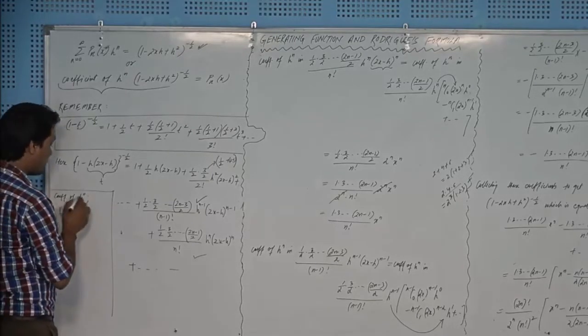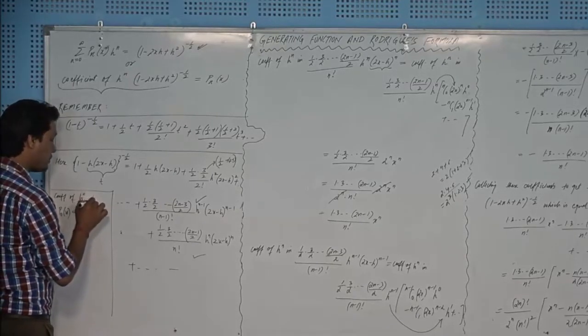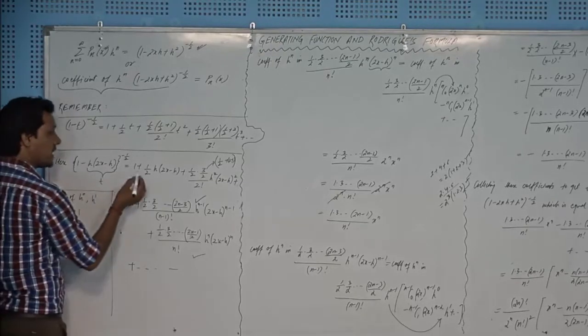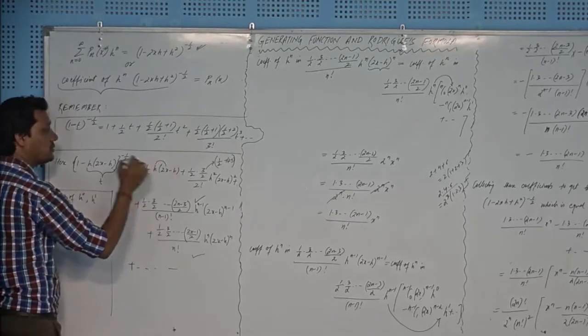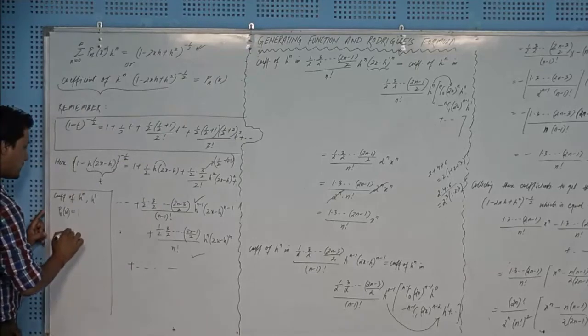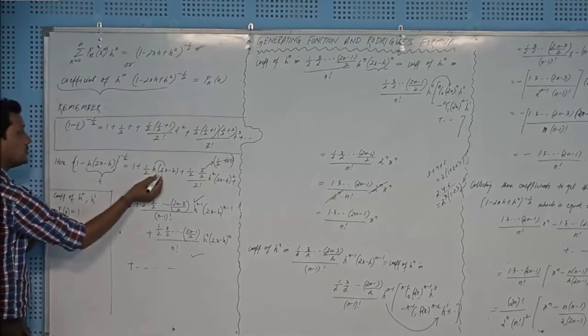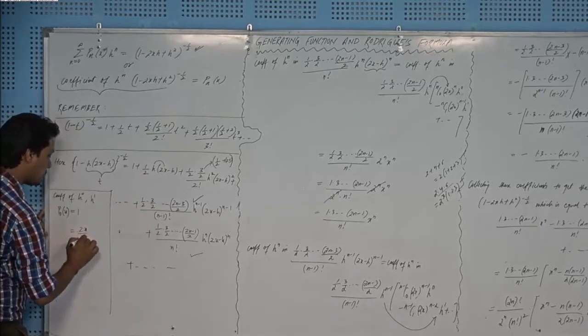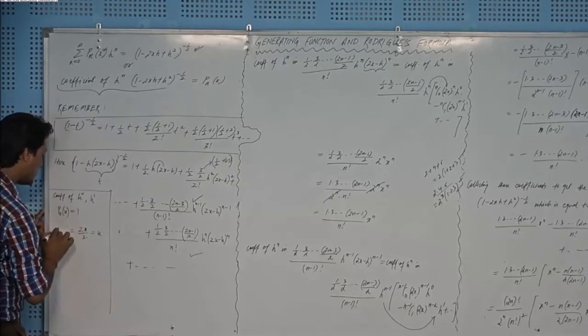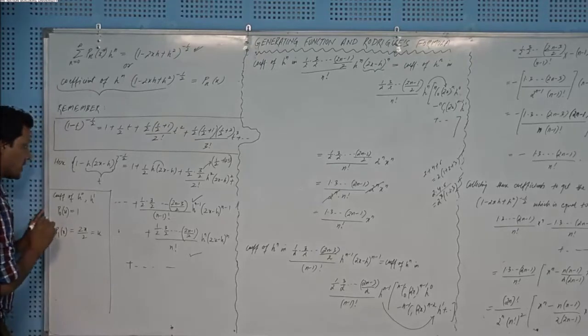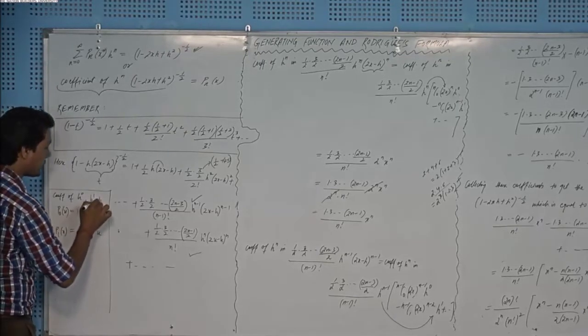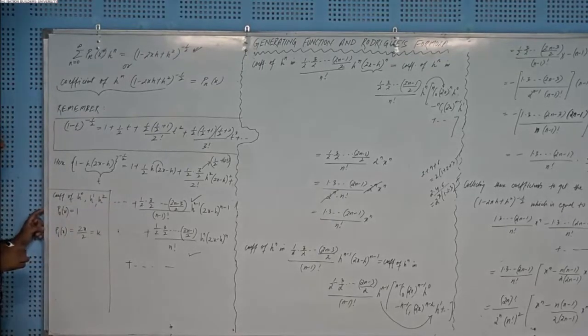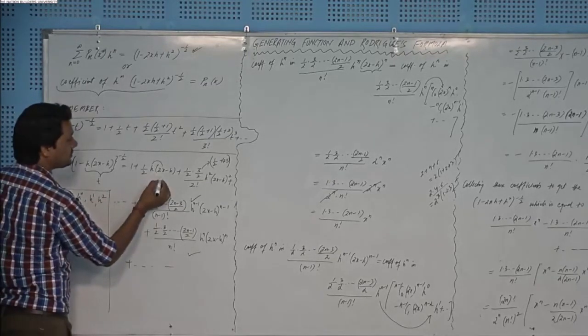If you find the coefficient of h to the power 1, right? Now you can see that h to the power 1 will be obtained only by multiplying these two terms, right? It means that is again 2x by 2, that is 2x by 2 is equal to x, and that is indeed P1x, right?